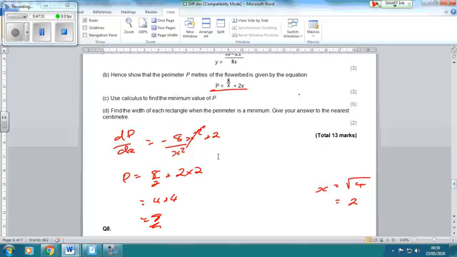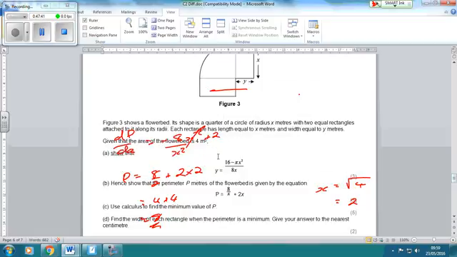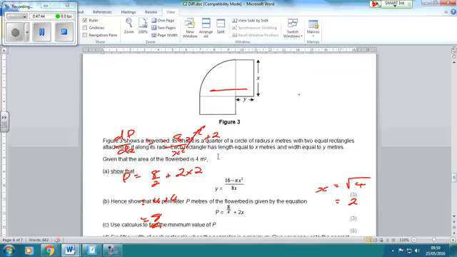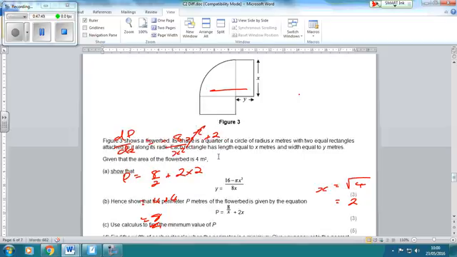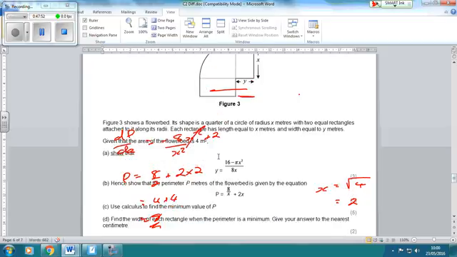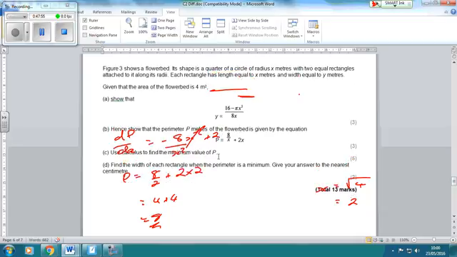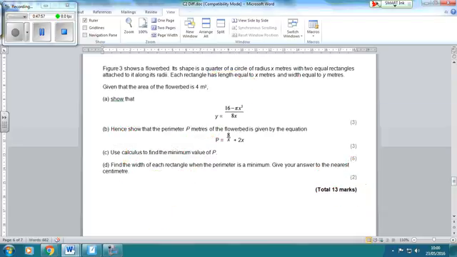Finally, find the width of each rectangle when the perimeter is a minimum. Find the width of each rectangle. Give your answer to the nearest centimetres. So, if you have a look at this, the width of the rectangle is going to be this thing here. So we know that x is 2, and y is the width. So we've got to figure out that y is the width. We substitute x equals 2 into this. So y equals 16 minus pi times 2 squared all over 8 times 2.